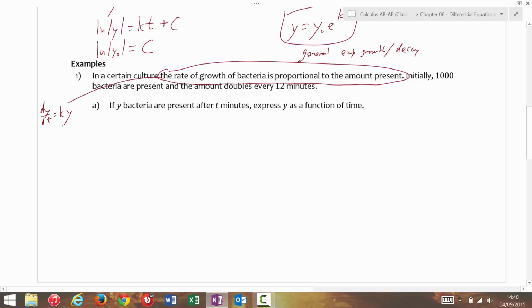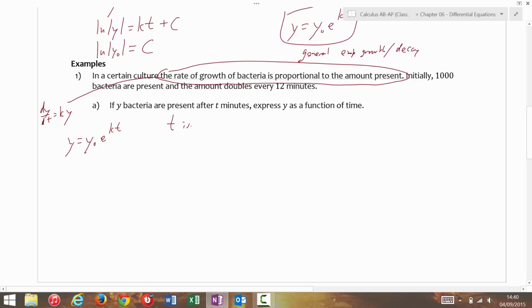That's our exponential growth, that's our differential equation. That means that you can actually skip right ahead and use y = y sub 0 e to the kt if you wanted to, because we've already done the legwork to build that. It says initially 1,000 are present and the amount doubles every 12 minutes.